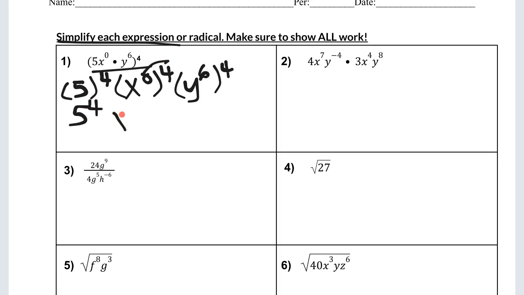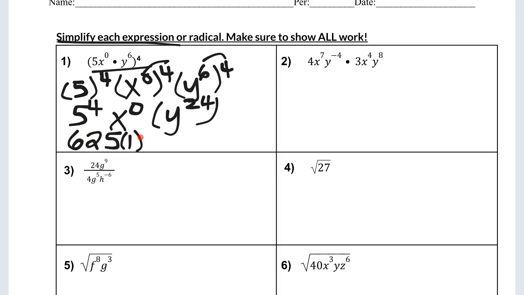0 times 4 is 0, x to the 0. 6 times 4 is 24. Therefore, our final answer would be 625 times 1 times y to the 24th. Completely simplified, the answer would be 625 y to the 24th.